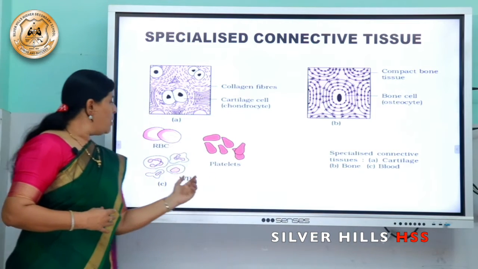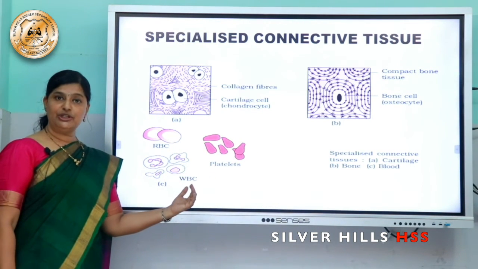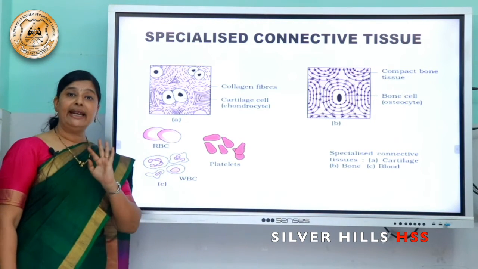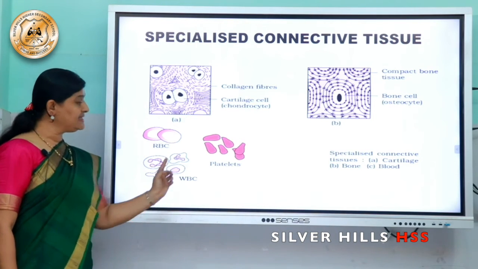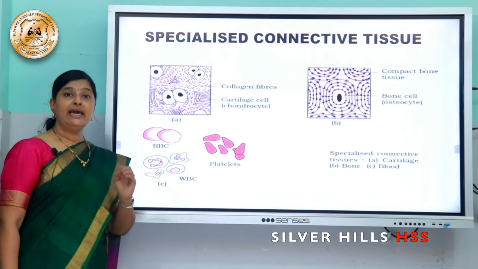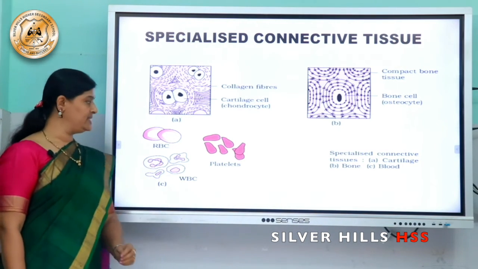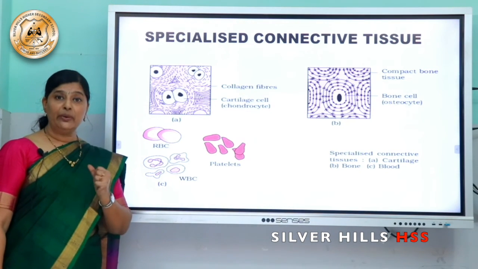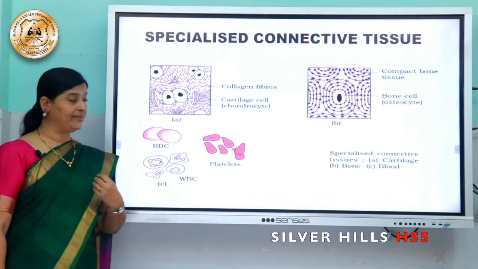Now comes the third type of specialized connective tissues. They are blood cells. We have 3 types of blood cells, RBC, WBC and platelets. What is the function of RBC? They help in the transport of oxygen. What is the function of WBC? They provide immunity. They fight against the pathogens that try to enter our body.